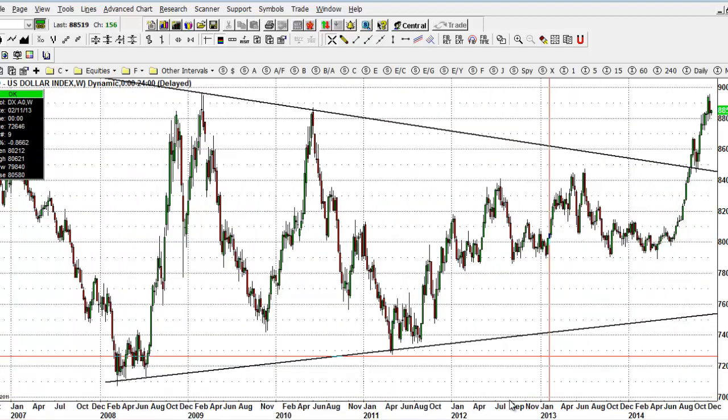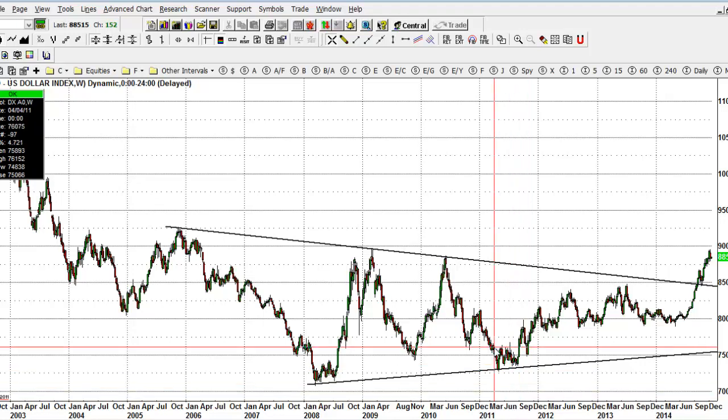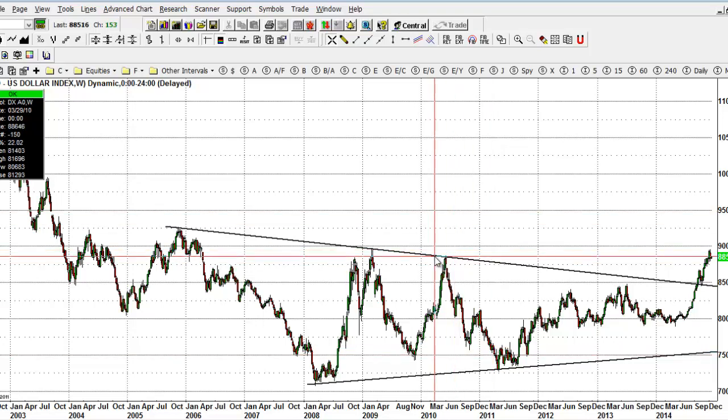Now, for those of you who are unfamiliar, the US dollar index is a composite of a basket of currencies, namely the euro, the Japanese yen, the Australian dollar, the Canadian dollar, the British pound, and it's represented in one index. And it's very useful because it gives you clues as to where the dollar could be heading.